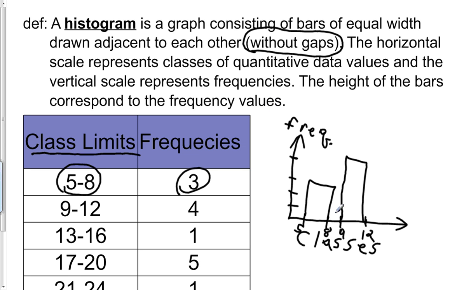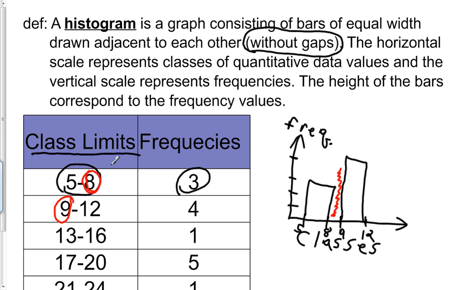So I'm going to have to figure out a way of closing this gap in here. See that gap in there? The gap between 8 and 9. How are we going to close the gap between 8 and 9? Well, what I have to do is modify these class limits. I'm going to increase this upper class limit of 8 and decrease this lower class limit of 9 so that they're the same number. That way I'll eliminate the gap.